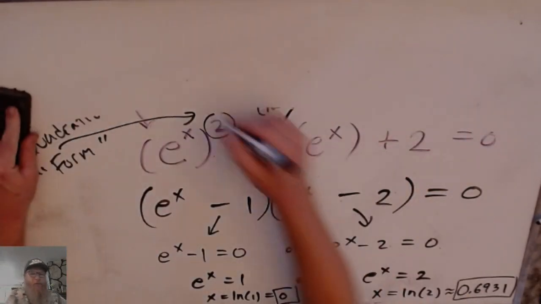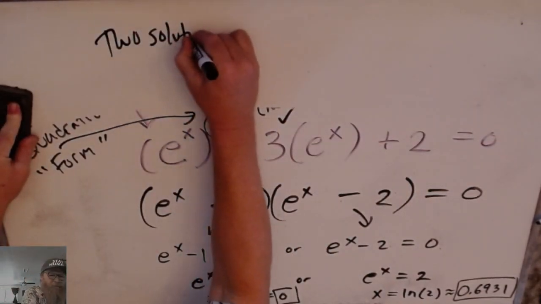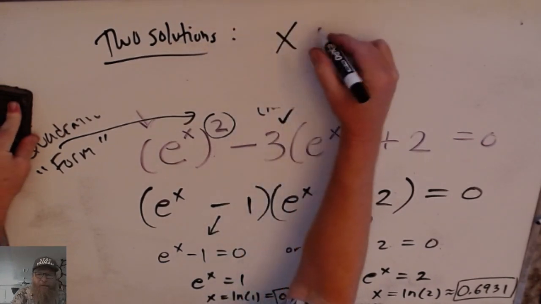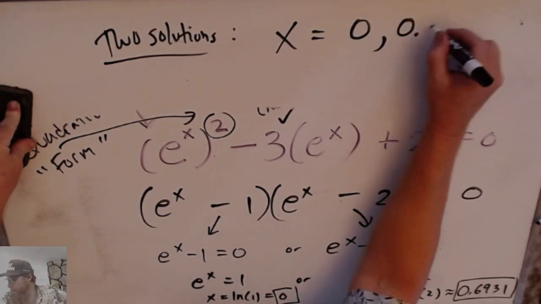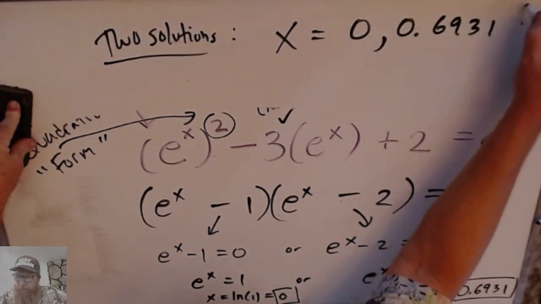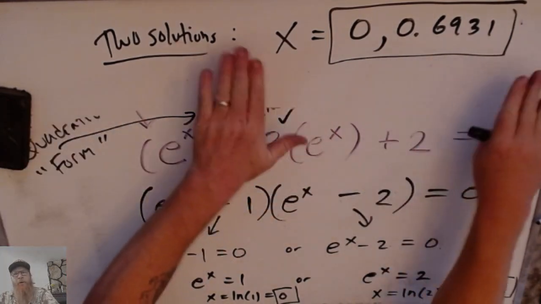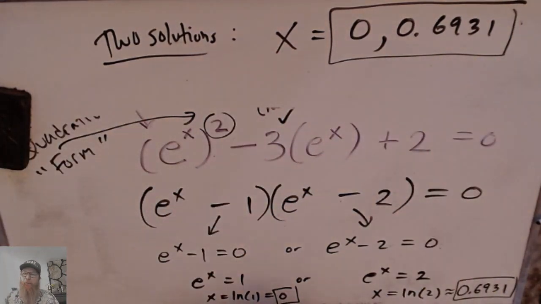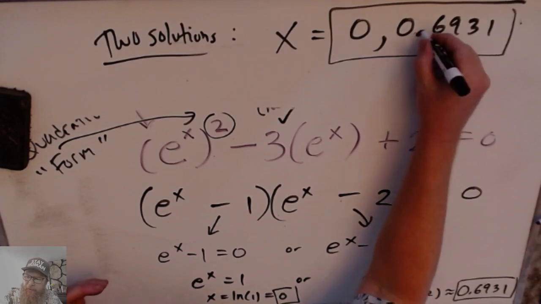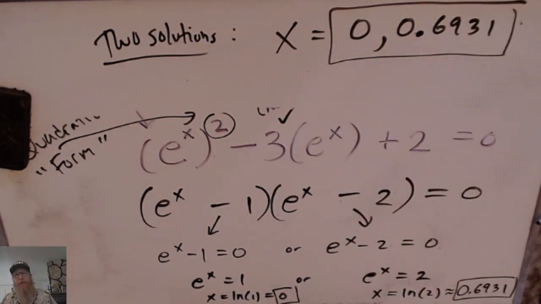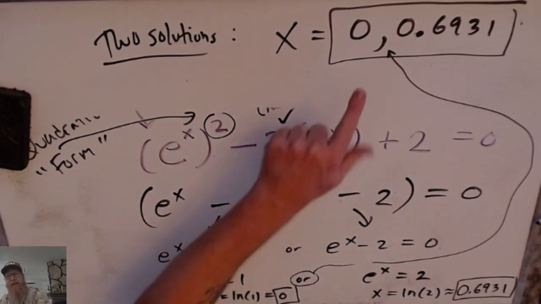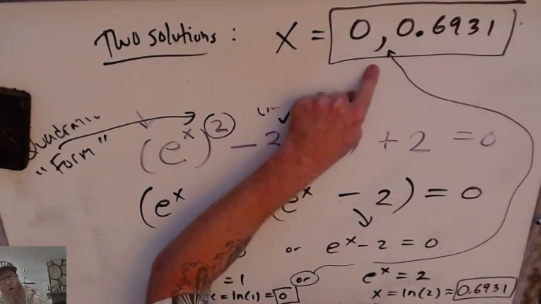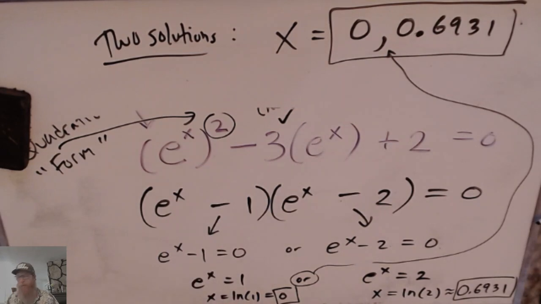I do want both solutions. So give me the solutions. x is 0, comma, and then 0.6931. Don't put any fancy parentheses or brackets or braces on your answer. This is just a list of 2 possible answers. The comma reads as the word or. So we say x is 0 or x is 0.6931.